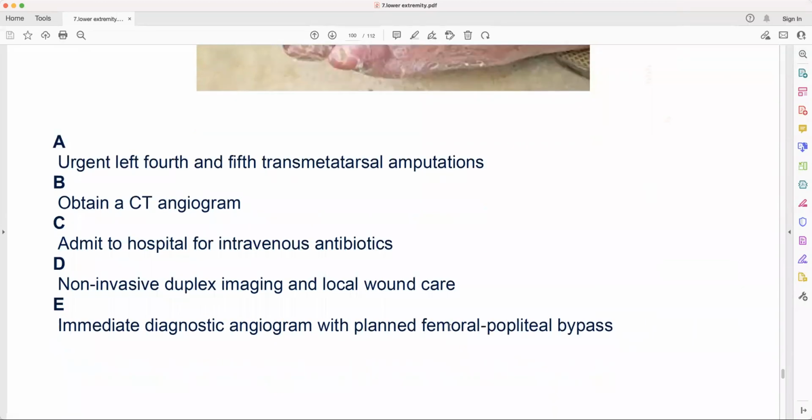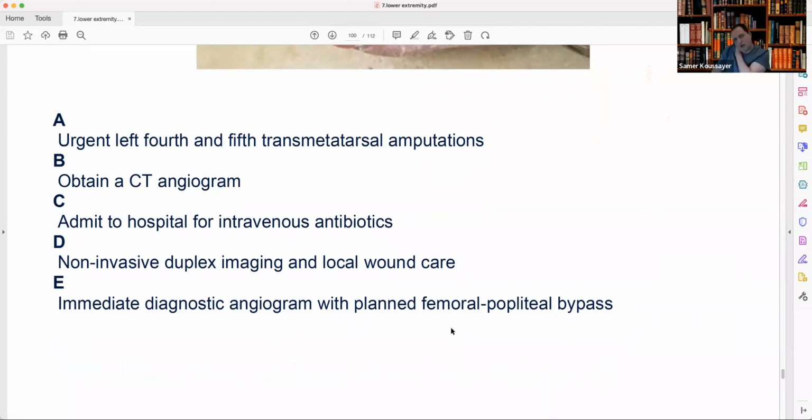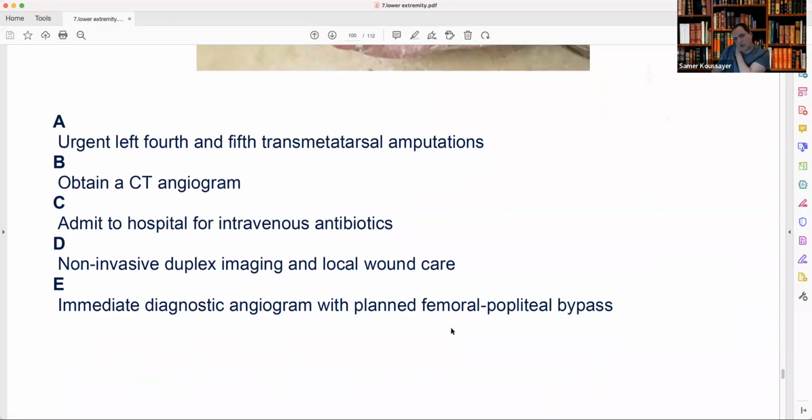Immediate diagnostic angiogram with planned femoral popliteal bypass. You see, we don't know what the disease is. So just to say fem-pop bypass, we don't know where the level is. So this is wrong, because we don't know the level of disease. They didn't give us any information. And again, a diagnostic angiogram is not the best option, with the contrast.